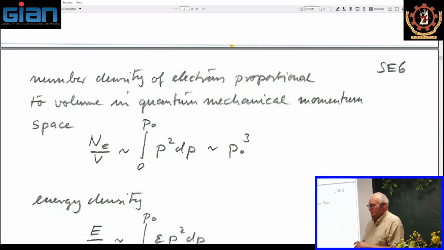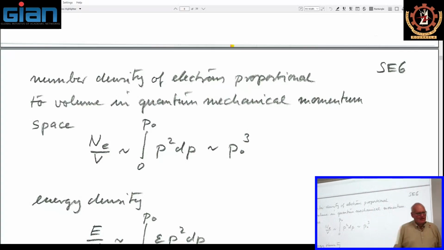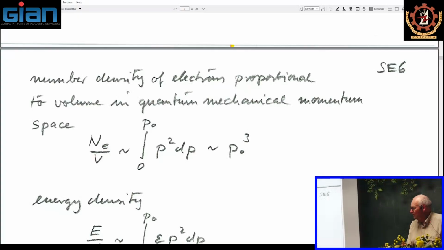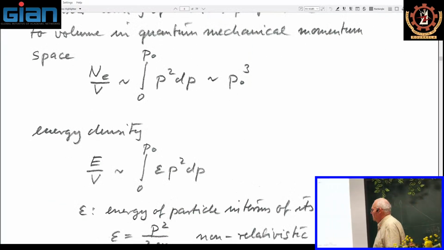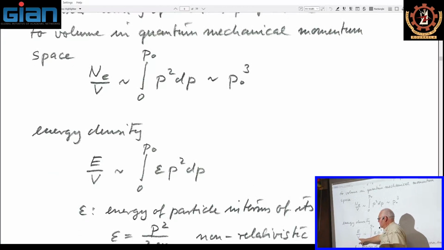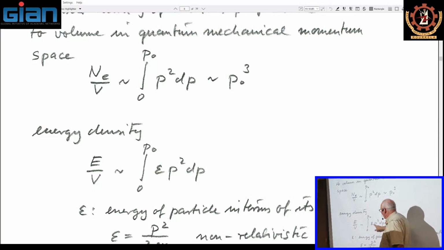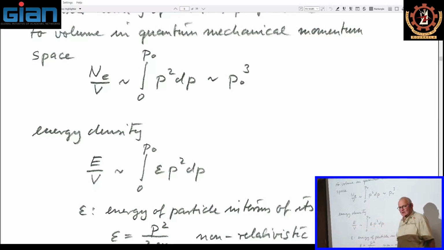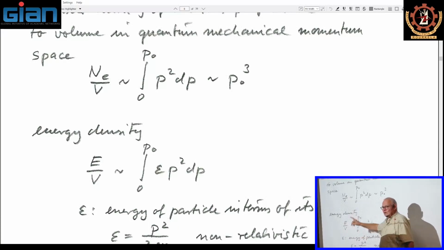The energy density is then simply given by writing the energy per particle and also integrating over the momentum or the phase space. So the energy density of our particles is the integral over the phase space times the energy of a single particle, also taken from 0 to the maximum momentum. Okay?